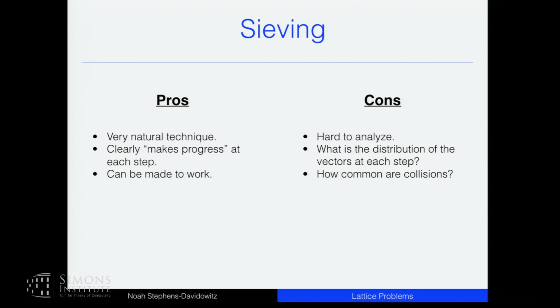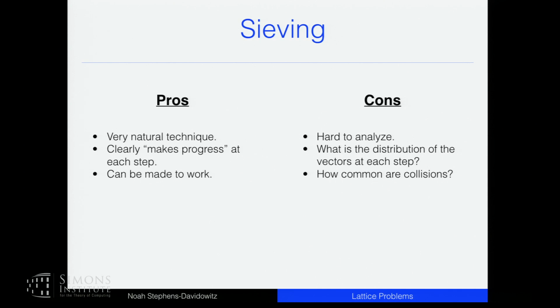And the reason it's hard to analyze is because even if I start out with some nice distribution, maybe uniform in a ball, we would use the discrete Gaussian. Even if I start out with this nice distribution, once I start taking pairs that are close together and subtracting them and then doing it again and then doing it again, the distribution that we get is some mess, right? You can't write it down. It doesn't have some simple closed form as far as we know.